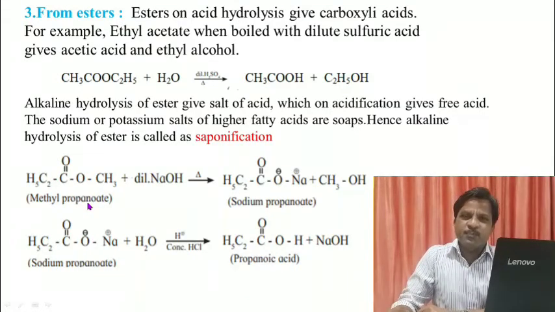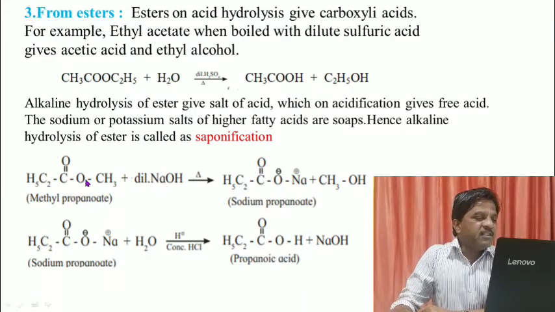The rule is the same. In the ending, ic acid in the name of the corresponding acid is replaced by ate, and the prefix is the alkyl group from the alcohol. If we want the common name of the ester, then we have to take the common name of the acid. And if we want the IUPAC name of the ester, then we have to take the IUPAC name of the corresponding acid in that ester. So this is the IUPAC name of this ester, methyl propanoate, plus dilute NaOH.